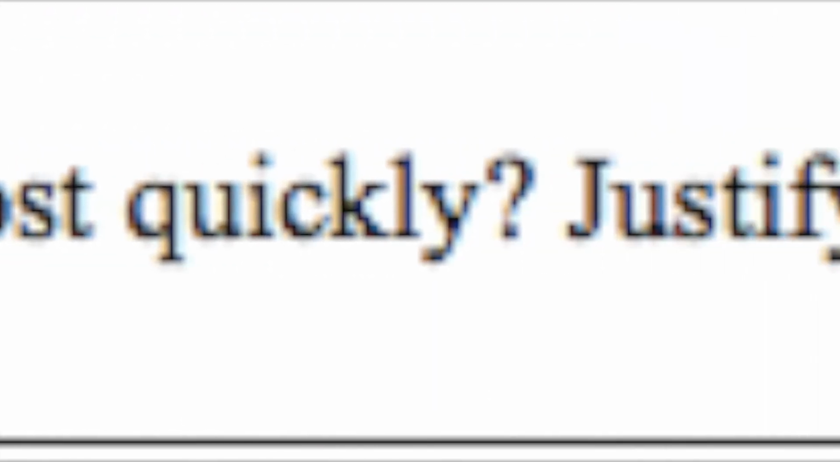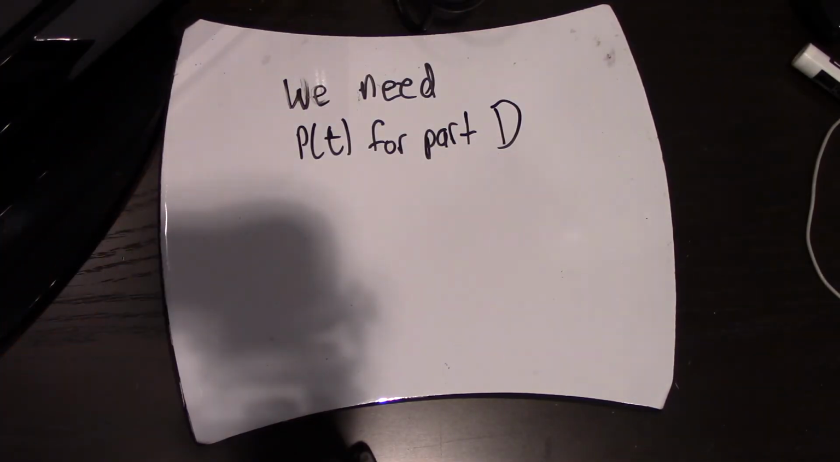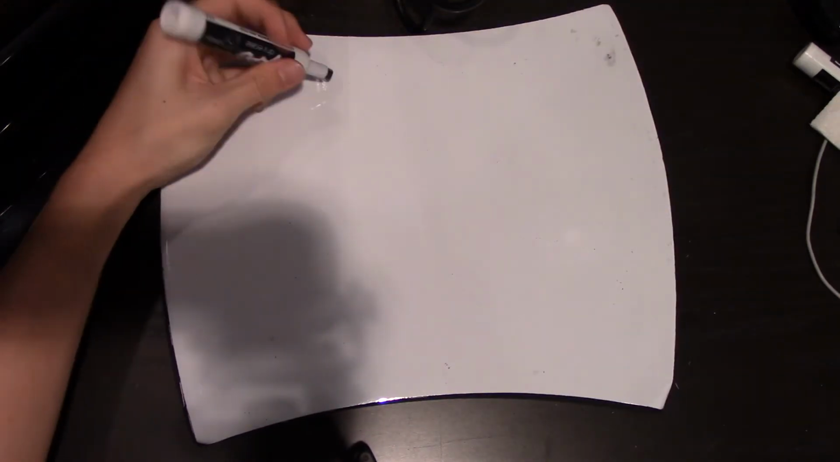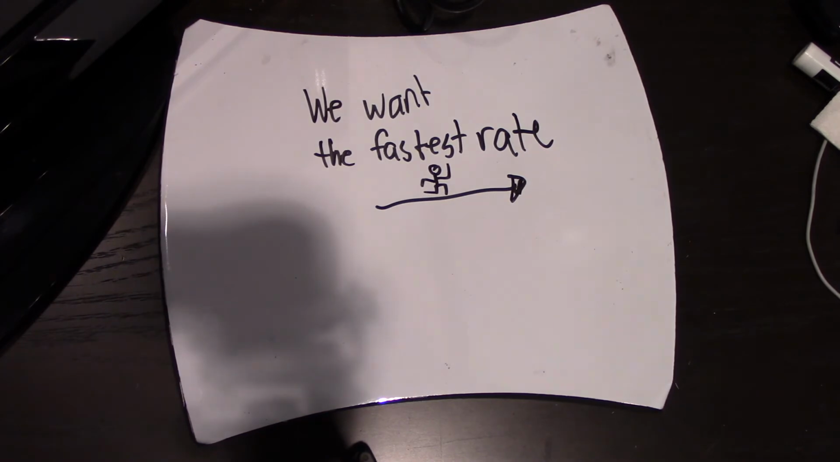Part D says, according to the model from Part C, at what time were the entries being processed most quickly? Justify your answer. The first part of this question tells us that we're going to need the model we used in Part C, or P of T. This question tells us that we need to find the time at which the entries were processed most quickly.